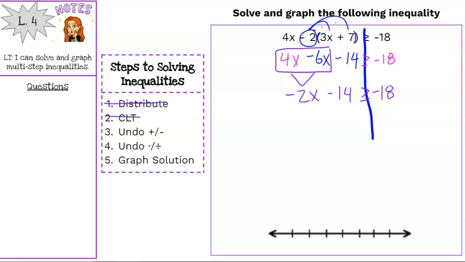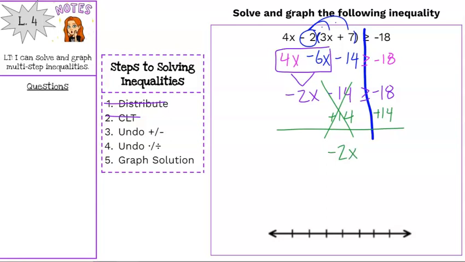Now we're going to undo addition or subtraction. So when I read my equation, I say negative 2x minus 14. That minus 14 is the minus, so we undo that with plus 14 on both sides. Negative 14 and positive 14 cancel out, they make 0.